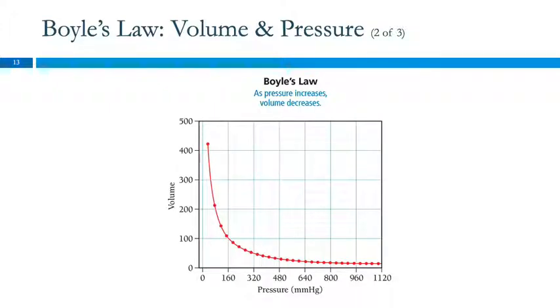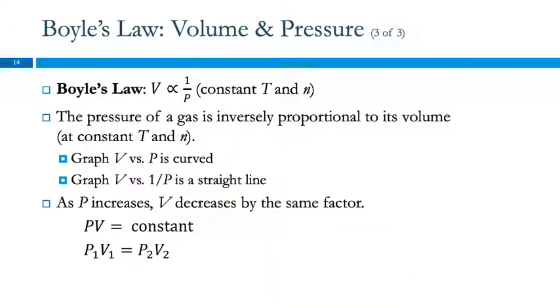We use graphs a lot in science because it helps us take numbers and make them more visual, and then we can see relationships much easier. So if you graph the volume of the gas versus its pressure, you get a curve like this. That's all very nice. As the pressure increases, the volume decreases. But curves like that are a bit hard to model, and so we like to look for a relationship where we can get a straight line. So Boyle's law is that the volume is proportional to 1 over the pressure.